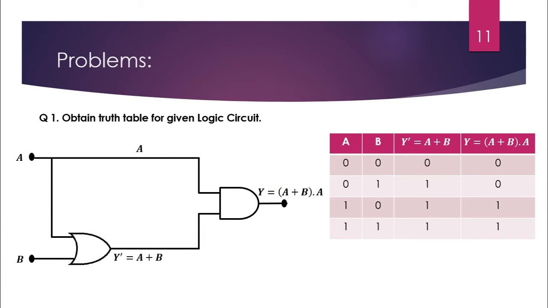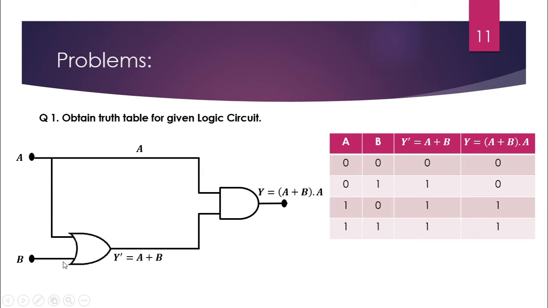We have seen 3 basic gates and 4 derived gates. Now we will consider few problems for practice. Problem 1 is obtain truth table for given logic circuit. Here is the logic circuit consists of one OR gate and one AND gate.